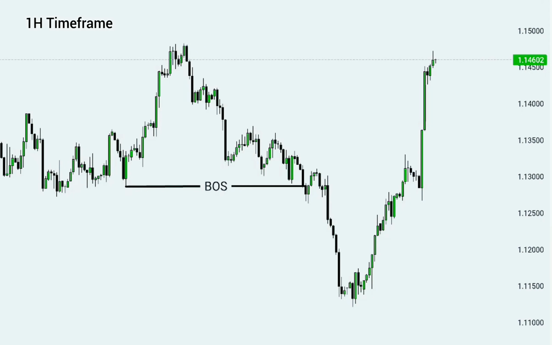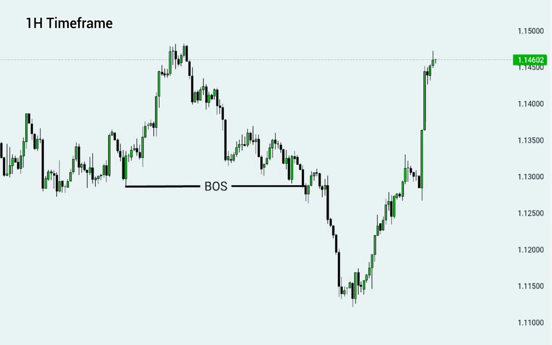The break of structure happens when price decisively closes below the last protected low, which signals that bullish control has been invalidated. This is important because a valid BOS shows that institutions are no longer supporting higher prices and are instead shifting their intent to the downside.